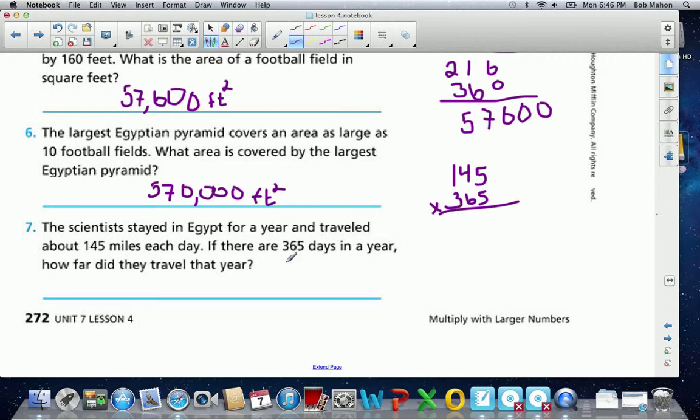Okay, welcome back. So when I multiply these numbers, I get 52,925. If that's not what you got, please look back and look for your error. Find your error. Be prepared to share what your error was tomorrow. Okay, we're going to go on.